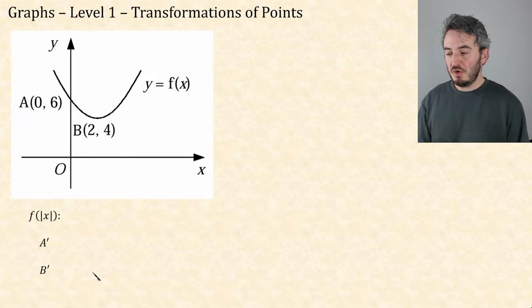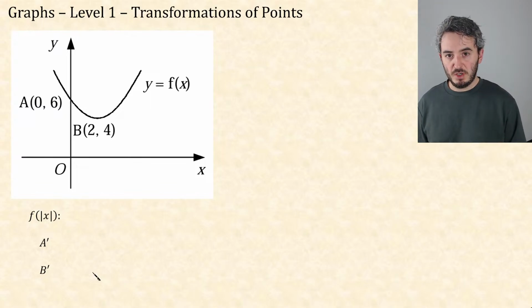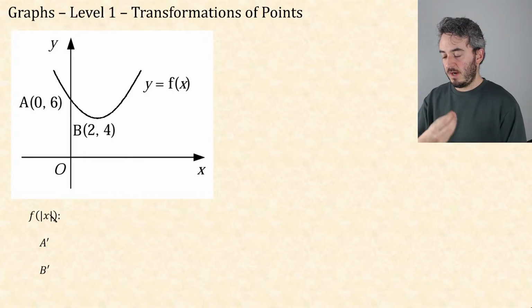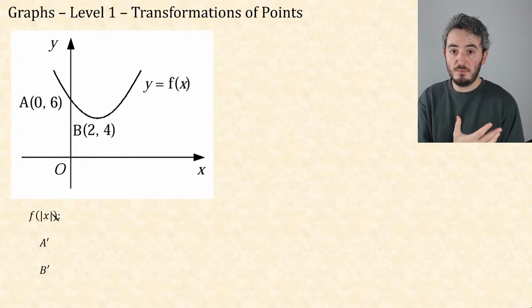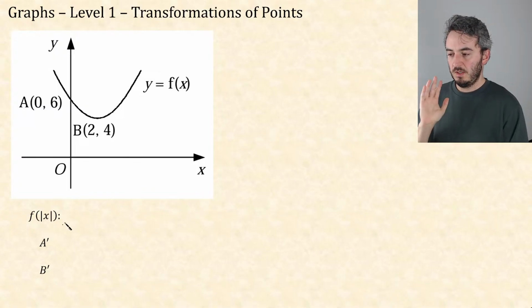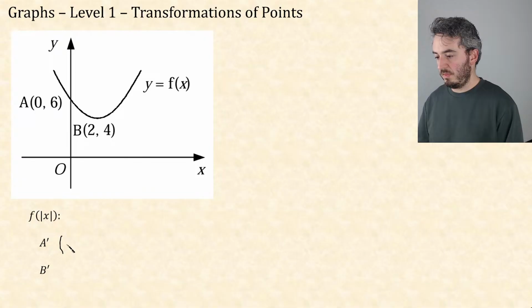This is the difficult one. This is the more complicated one. f of mod x. It is affecting x values, but here's the logic. We're saying if your x value was already positive, then it's going to do nothing. So in fact, the 0 is not affected, so that just stays the same. And in fact, the b stays the same as well.